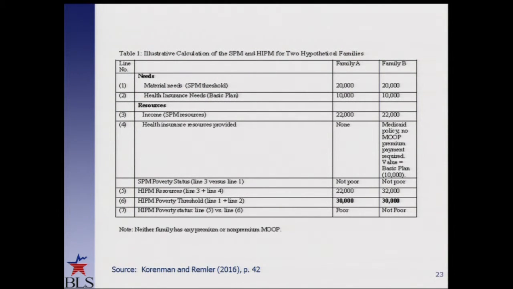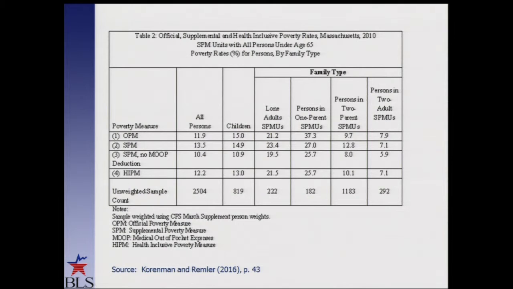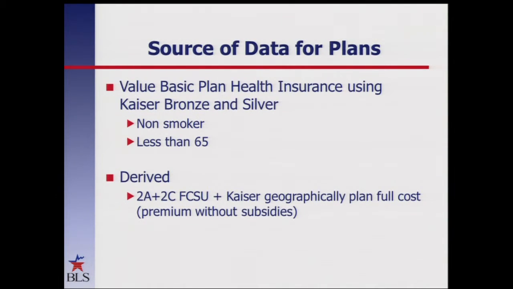They say, okay, you've got the thresholds, and you add in the value of the plan, okay? By the bottom, you see the person with the plan, not poor. The person without the plan is poor, all right? So then they give you some poverty rates. Okay, you can also, for states that don't have these plans, you can actually use a Kaiser Plan.